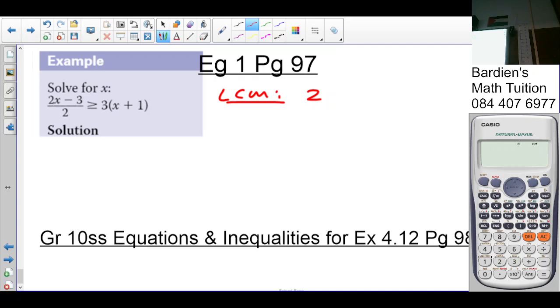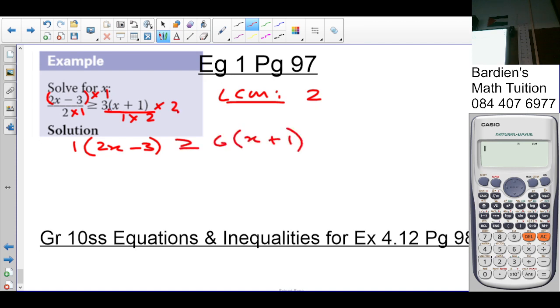So naturally this over 1. So 2 must be multiplied by what to get 2? 1. This must be multiplied by what? 2. So we got 1 into 2x minus 3 must be greater than or equal to 6, because 2 times 3 is 6, into x plus 1.